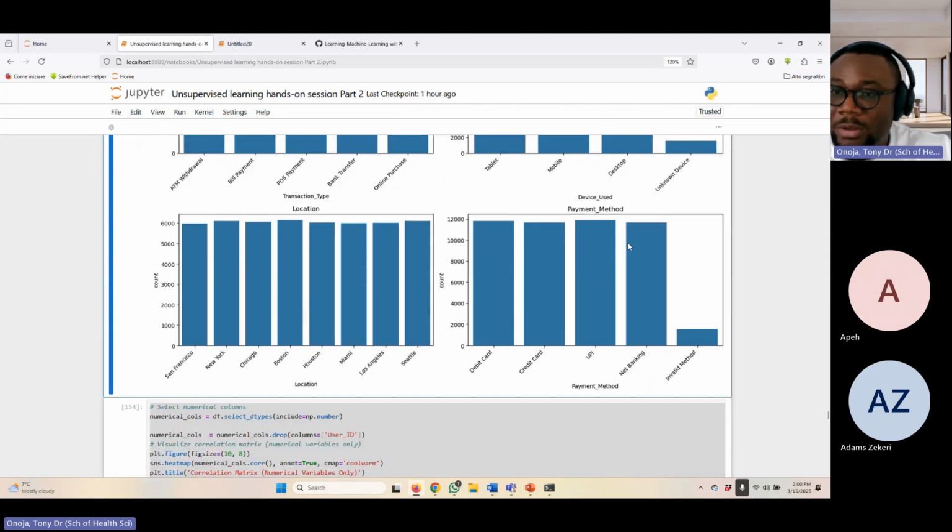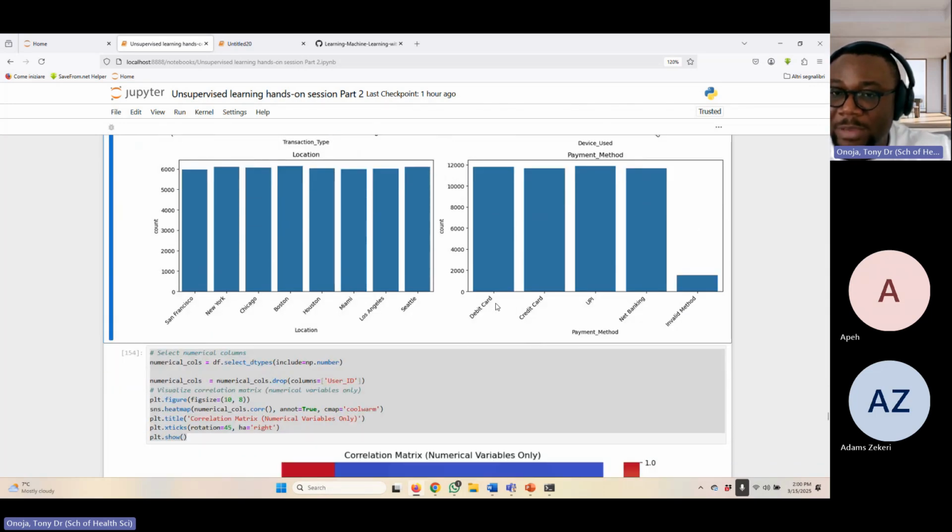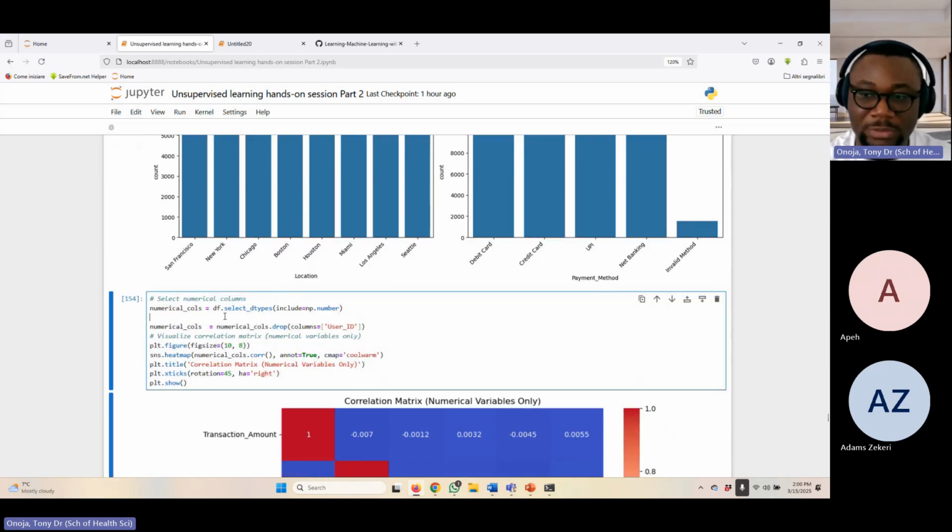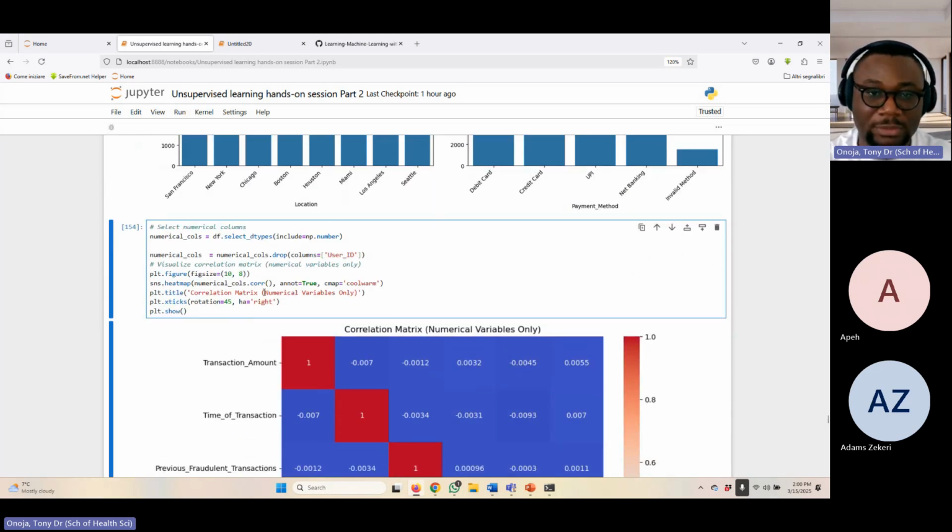Then the payment type, debit cards seems to be the most. No, UPI seems to be the most, and then followed by debit card, and then credit card, and then the lowest was invalid method. So that's the lowest.